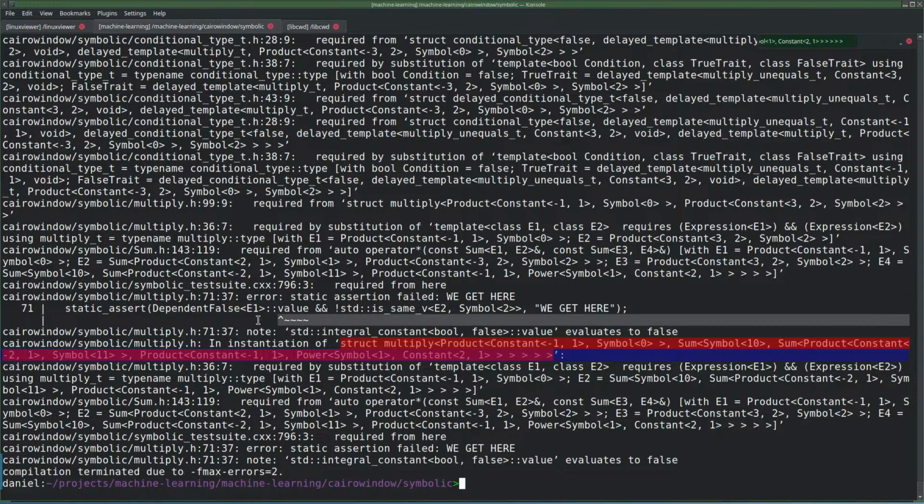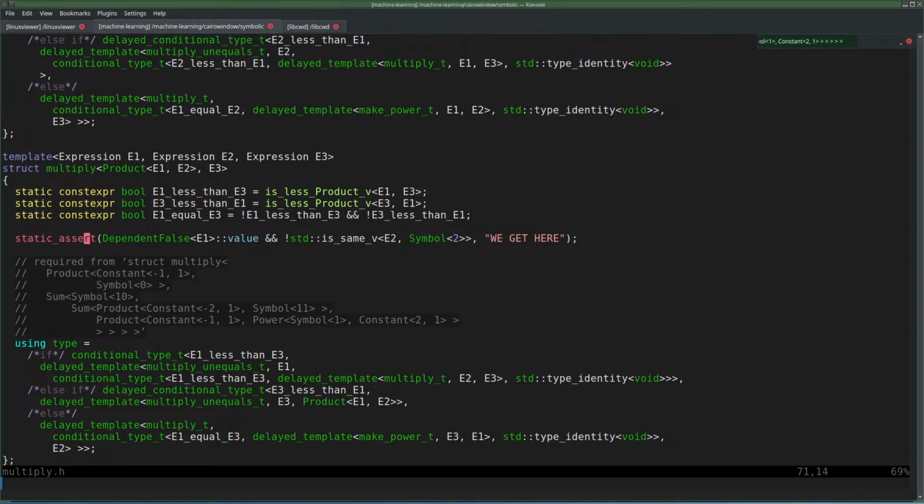Some other error. Okay, I'm a complete idiot again. Static assert doesn't work that way. So this is always false, and the static assert demands that it is true. So it must be an OR. This is always false, but we don't assert if this is symbol true, because then this is true.